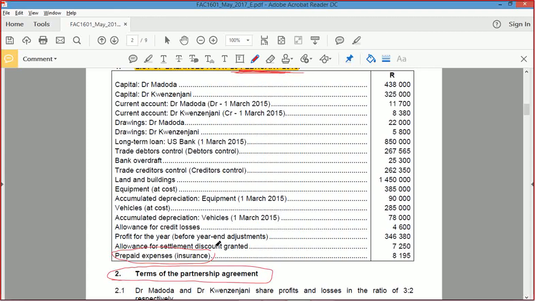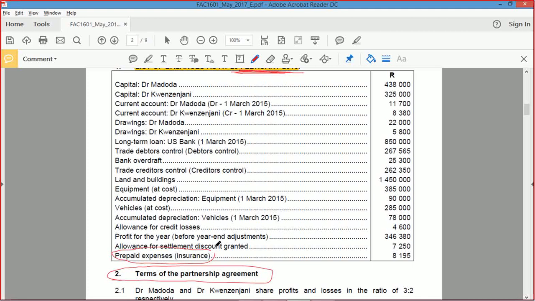If I haven't paid, then that's an accrued expense. Does that create a resource? No, if I haven't paid, that creates an obligation to pay. It becomes a liability. Exactly. So a prepaid expense is an asset, and an accrued expense is a liability. Those are the basic adjustments that you would have covered in FAC 1502.